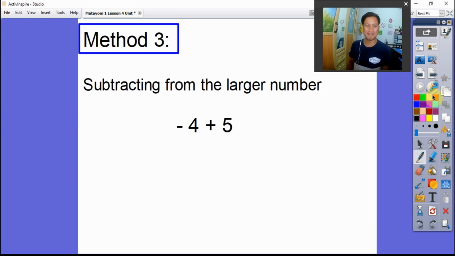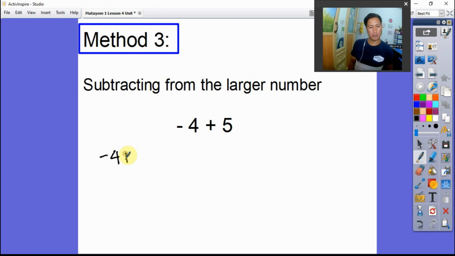Okay, very easy. Now let's move on to our method number 3, which sometimes or most of the time I'm using when I add and subtract integers with different signs. I subtract from the larger number. Based on method number 2, we identify the larger number. But this one, we just subtract from the larger number. So let me show you how to do this one.